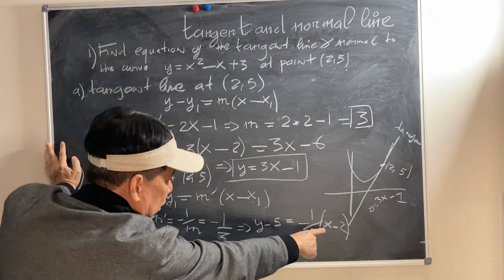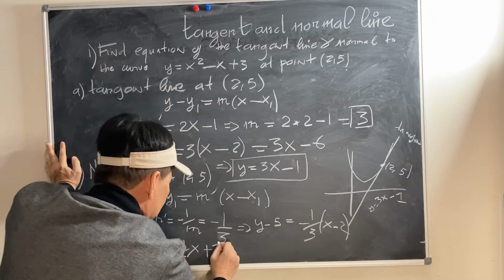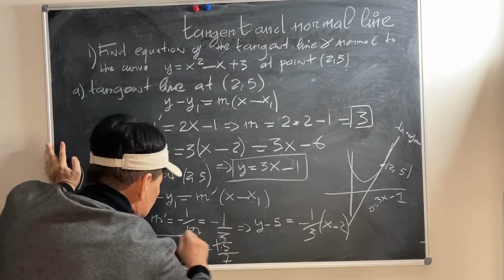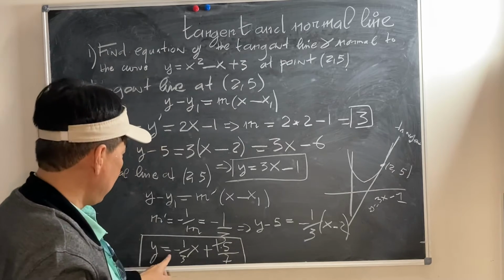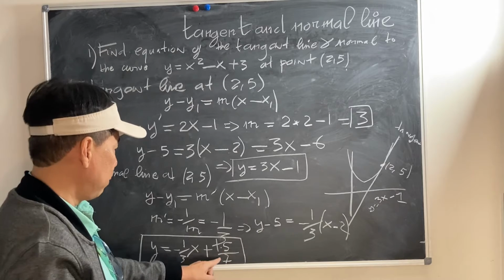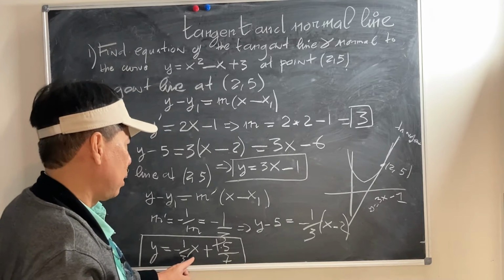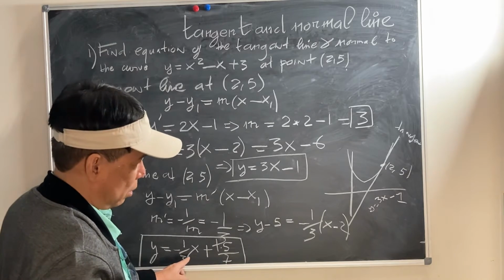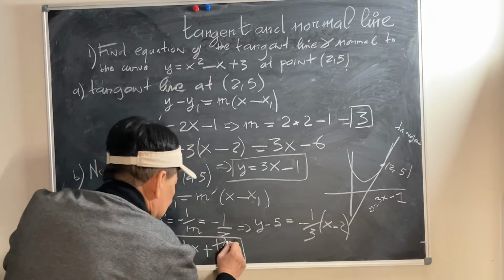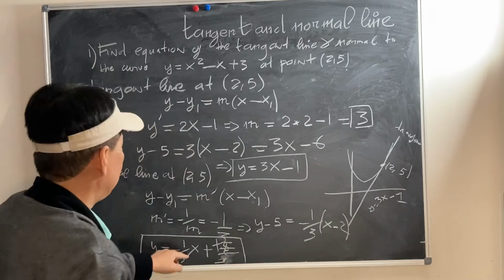If you combine, you have plus 2/3 and plus 5, which gives 17 over 3. So the normal line will be y equals minus 1/3 x plus... no, 17 over 3. That's it. Okay, 17 over 3.